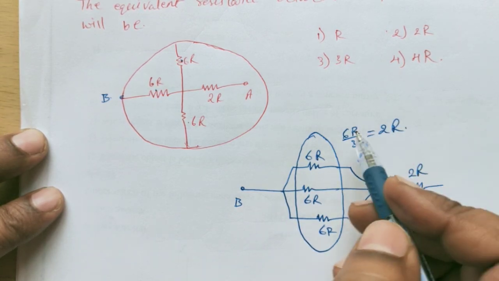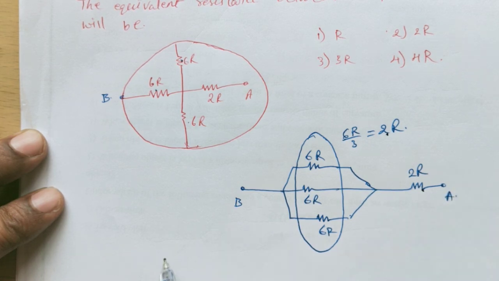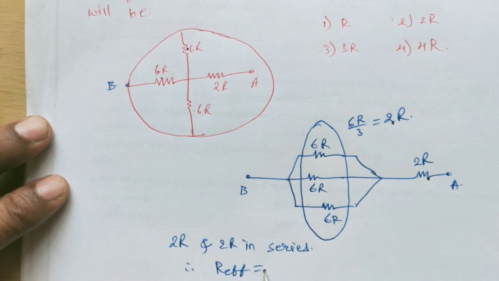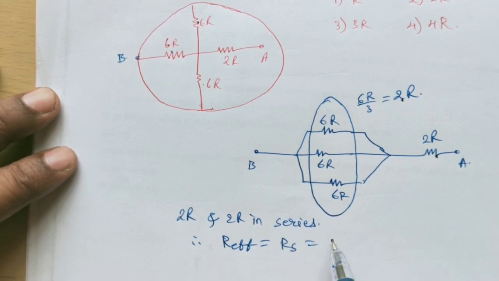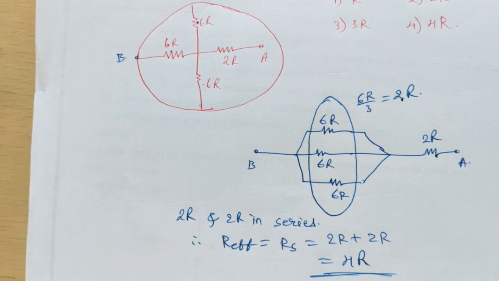So students, now observe carefully, this 2R and this 2R are in which combination? Series combination. So 2R and 2R in series, therefore R effective, or RS, is equal to 2R plus 2R, then the answer becomes 4R. This is the answer for this question.